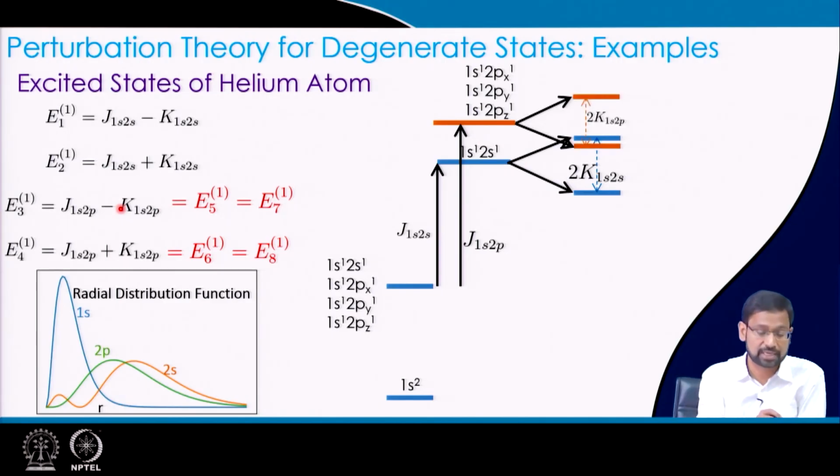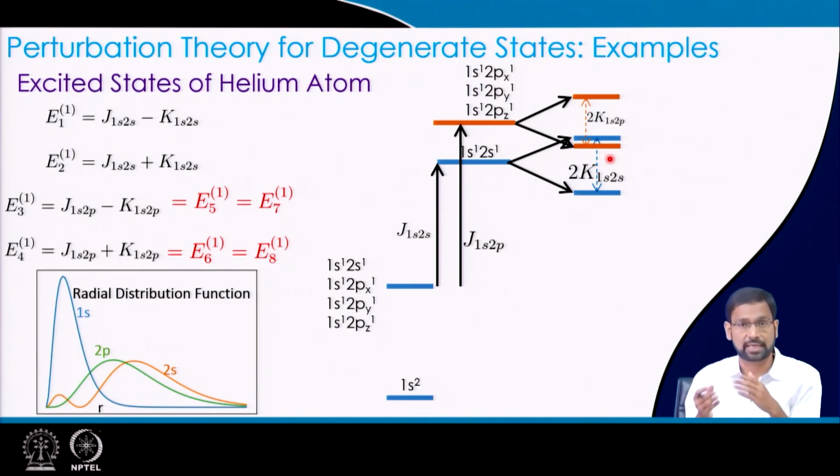but they will also be split in each case into two levels, one with J minus K, the other one is J plus K. But remember, the 2px, 2py, 2pz all had the same Coulomb integral and they also would have the same exchange integral. Therefore, the lifting of degeneracy that we see here is only within the two exchange pairs. So, that means one is 2px 1s and 1s 2px, these two exchange pairs get split.